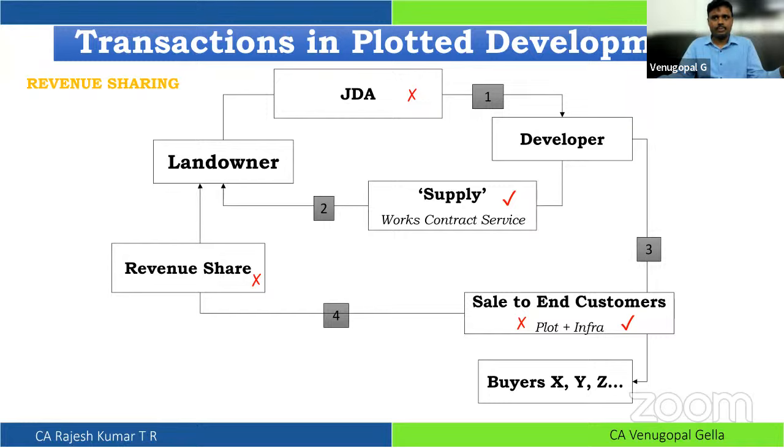Venu sir, what about a JDA signed before 2017, before the GST Act? Still, the answer is the same. In case of a plotted development, nothing has changed. 2019 did not come and change anything. What you are seeing on the screen, the diagram, is applicable pre-GST, post-GST, post-2019, all of it.